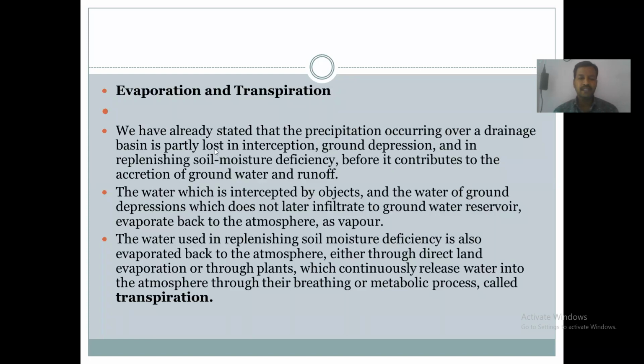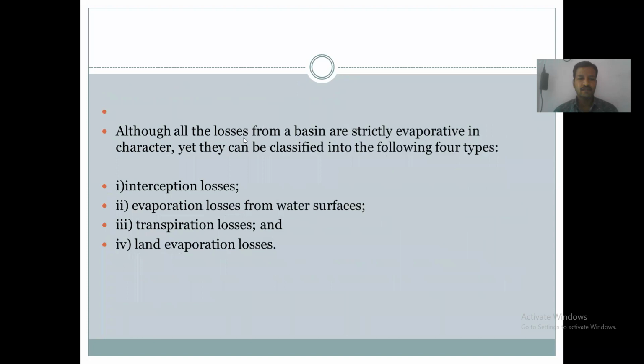So here we'll stop. In the next lecture, we'll see the different types of losses: interception losses, evaporation losses, transpiration losses, and land evaporation losses.